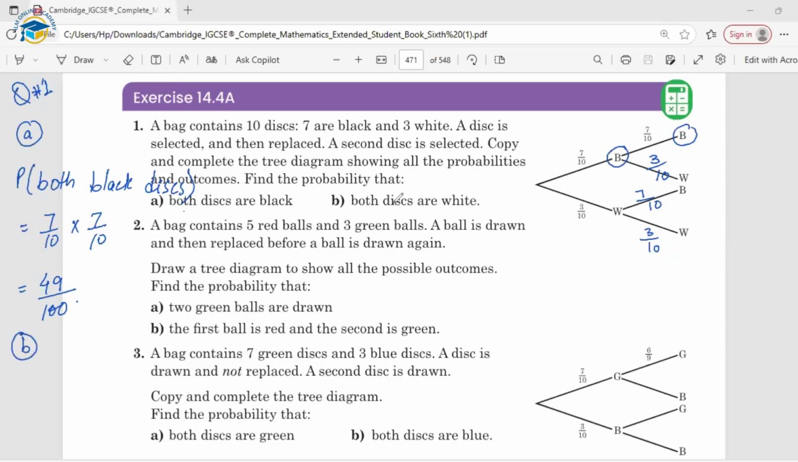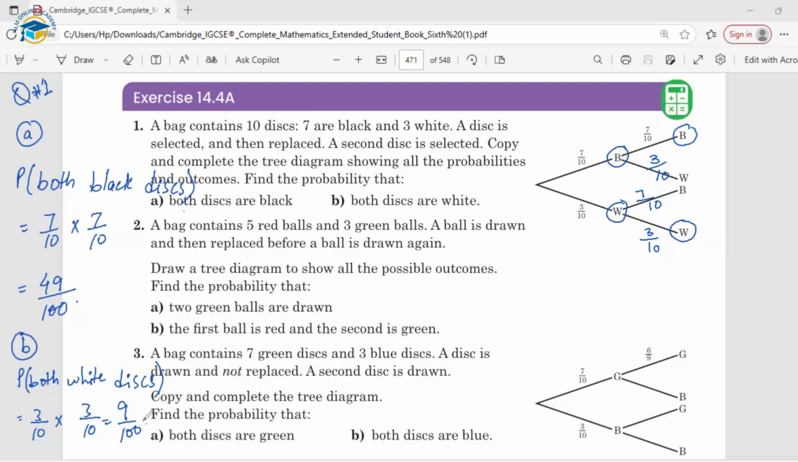Next, B part, they're asking both discs are white. So both discs are white is this probability. One white disc, second as well the white disc, okay? So probability of both white discs. So one white disc is with 3 by 10, second white disc as well with 3 by 10. So 3 times 3 is 9, 10 times 10 is 100, okay? So this is the probability for the two white discs, okay?